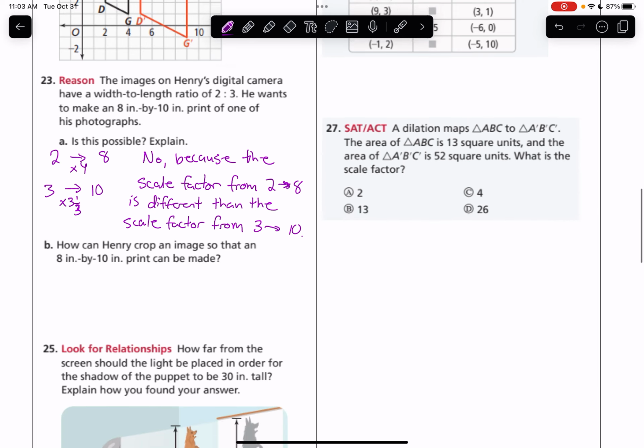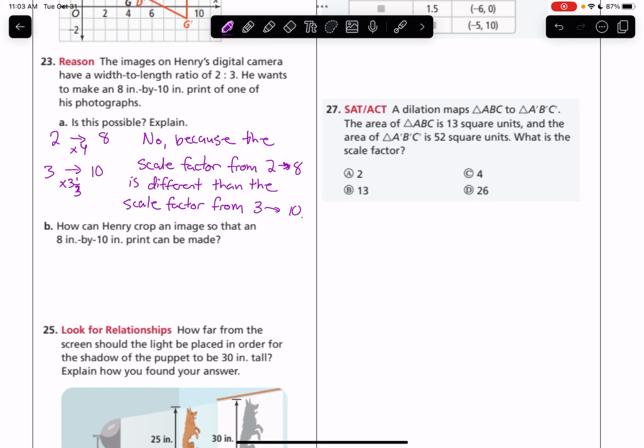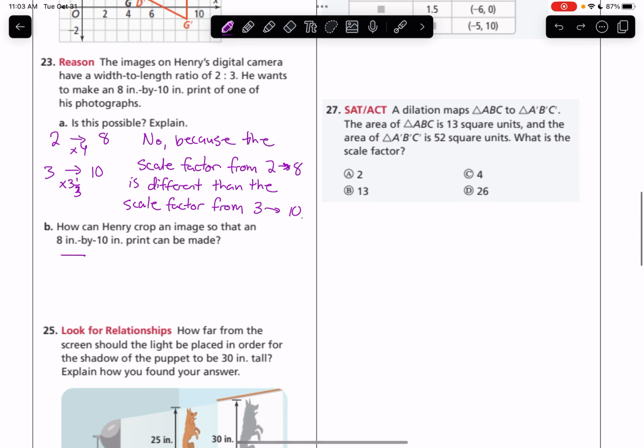So then B says, how can Henry crop an image so that an 8x10 print can be made? So he's taking his original picture. Okay, he's taking his original rectangle, which was a 2x3, but he's cutting it, and he needs to change it into an 8x10.